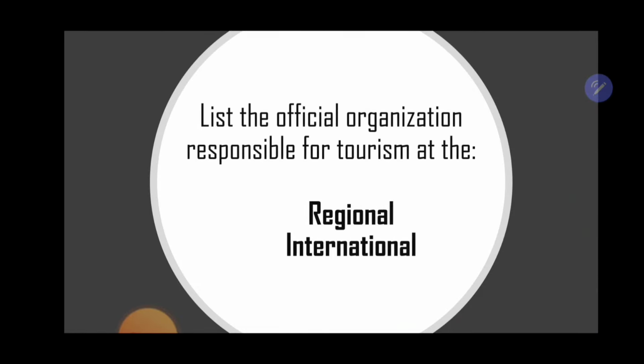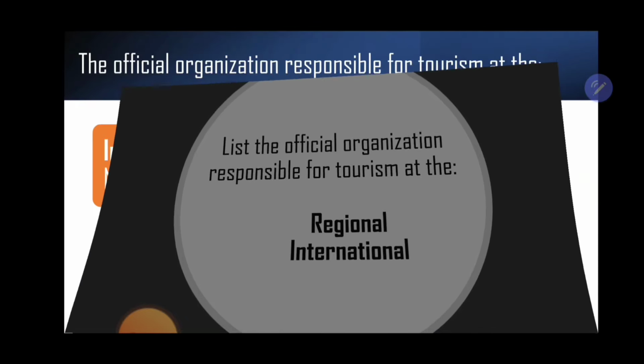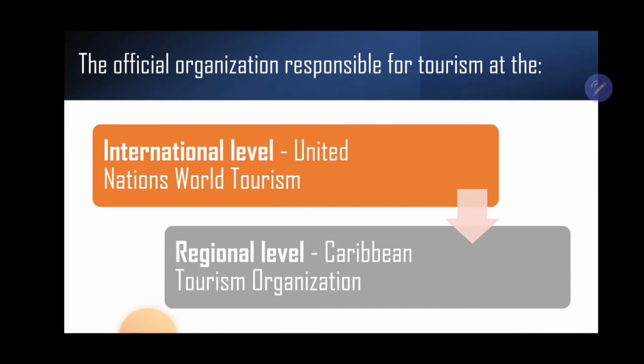Next question, list the official organization responsible for tourism at the regional level and the international level. At the international level, there's the United Nations World Tourism Organization, and at the regional level there is the Caribbean Tourism Organization, right? So CTO for regional level and UNWTO for international level. And please make sure that you don't just write the acronym, but you also write the meaning of the acronym.